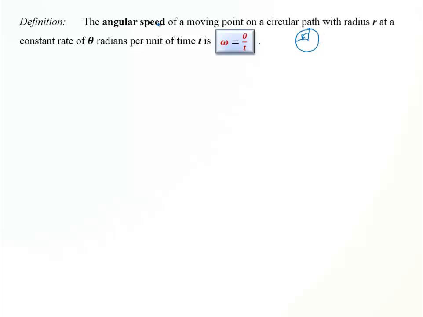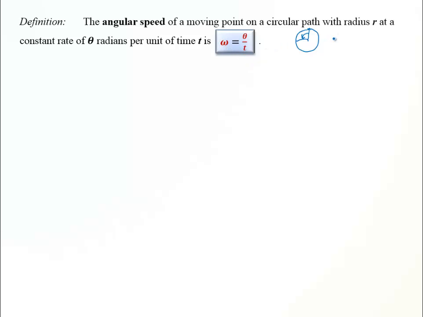So the angular speed of a moving point on a circular path with radius r at a constant rate of theta radians per unit of time is given by omega. Omega, it's a speed in terms of angle. Angle changes in certain units of time. So the ratio of the angle per time. It's a similar concept to the linear speed.